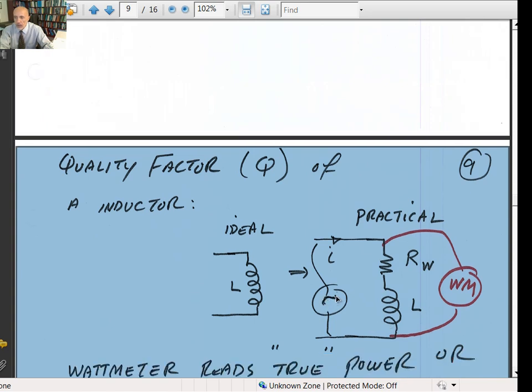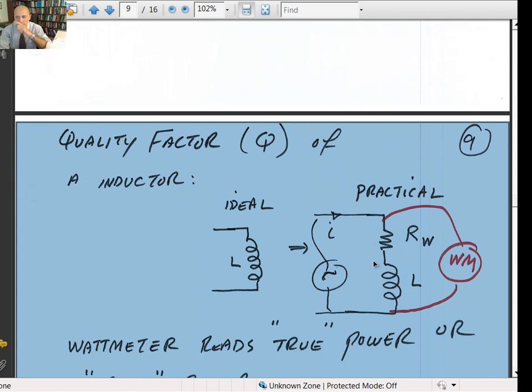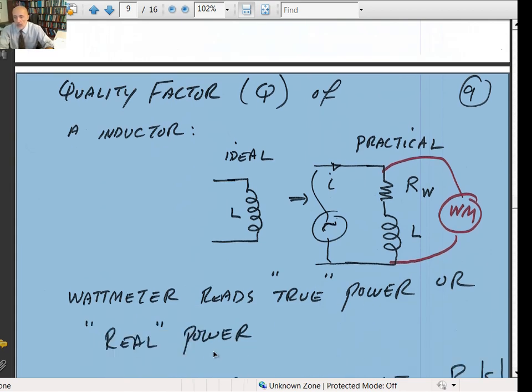Now if you put an AC voltage in here and look at the current and put a wattmeter in here, you can measure the power that is dissipated inside a coil, and that wattmeter reads what is called the true power or the real power. Again, an ideal inductance will not dissipate any energy. All it does is store that energy inside the magnetic field.